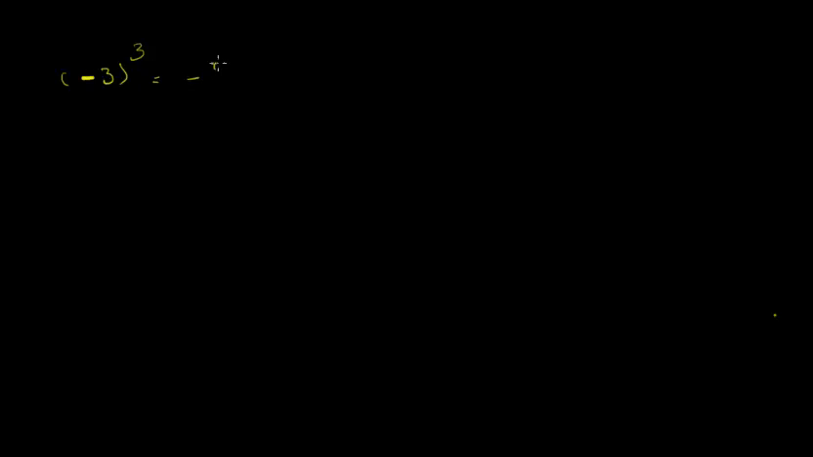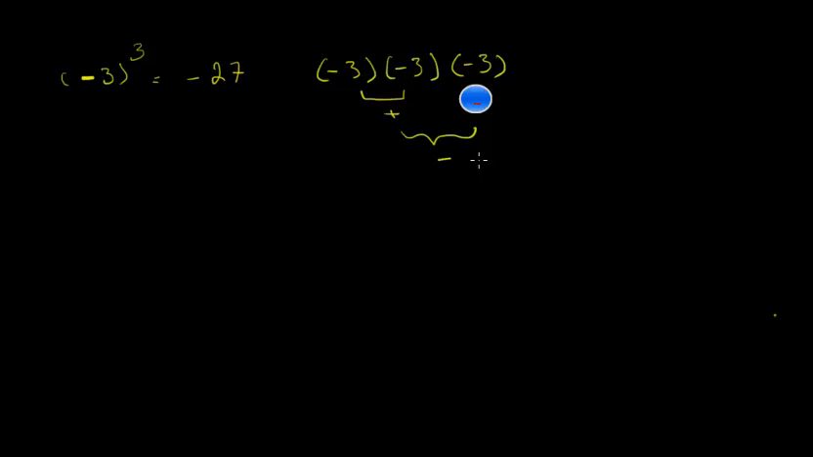It equals minus 27. Let's say we have minus 3 times minus 3 times minus 3, right? Negative and negative produce a positive sign, but positive and negative produce a negative sign. So it's negative 27.